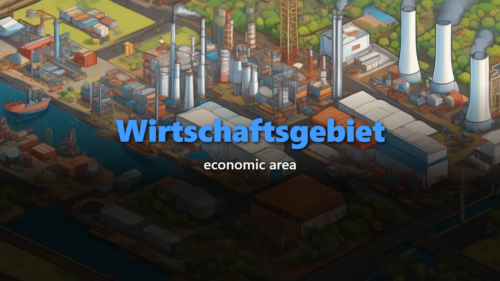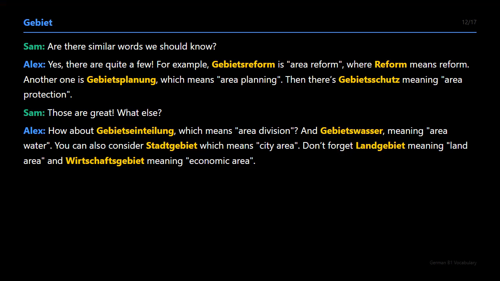Are there similar words we should know? Yes, there are quite a few. For example, Gebietsreform is area reform, where Reform means reform. Another one is Gebietsplanung, which means area planning. Then there's Gebietsschutz, meaning area protection. Those are great.